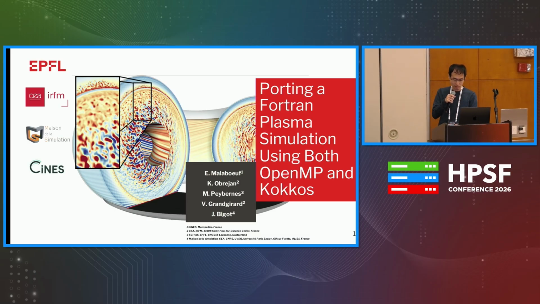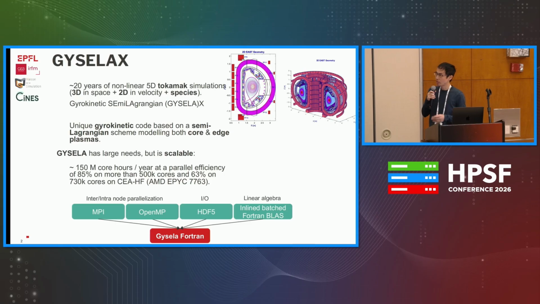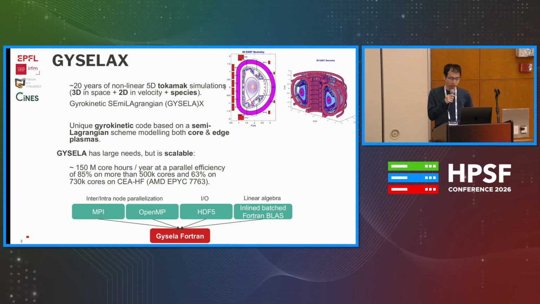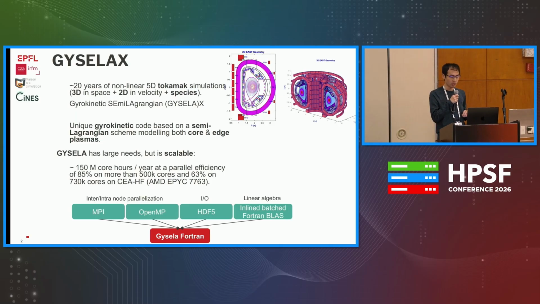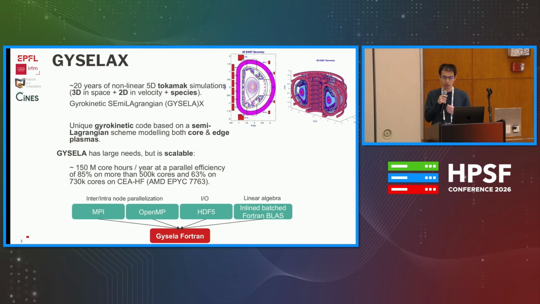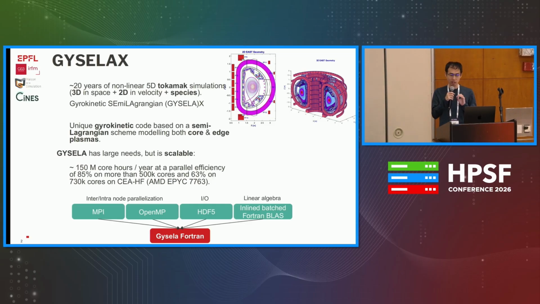I'll do my best. So firstly, let me show you our motivation. The GYSELA code, as I have already explained, is developed in France, and this is the flagship code for simulating the so-called tokamak device for nuclear fusion. This code solves the so-called gyrokinetic equation with a semi-Lagrangian scheme, and targets the entire plasma, including core and edge. And this has had great success until quite recently.